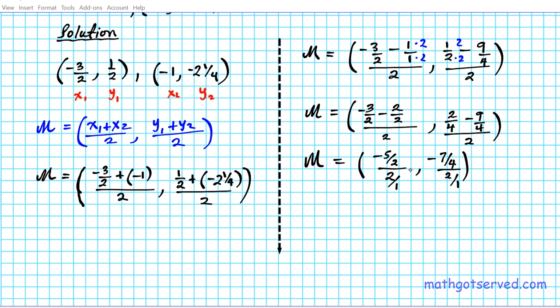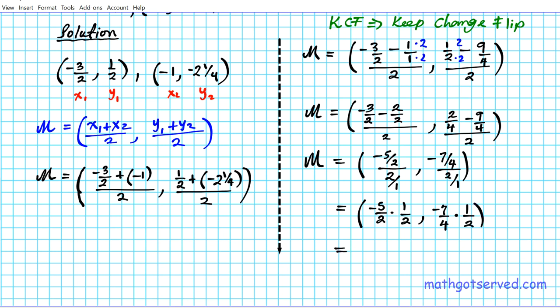When you're dividing fractions, it's the same thing as multiplying the numerator by the reciprocal of the denominator. Okay, you remember this from Algebra 1, KCF. You keep, change, and what? Flip. All right, remember when you're dividing, it's the same thing as multiplying by the reciprocal. So this is going to become, you keep the numerator, -5/2, change your division to a times, and you flip the denominator into 1/2. And then for the second one, you keep the numerator, -7/4, change your division to a times, and you flip the denominator to 1/2. That will give us the final answer.